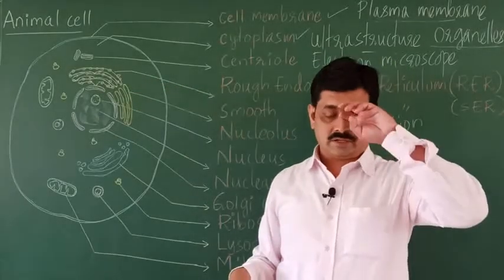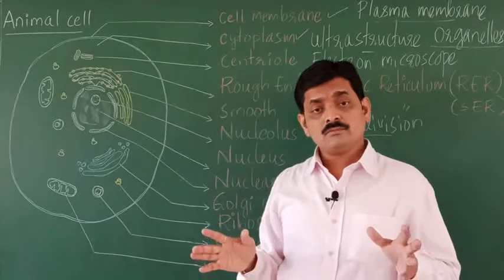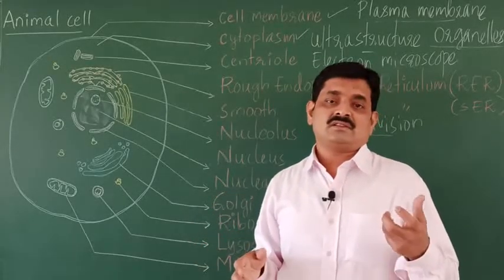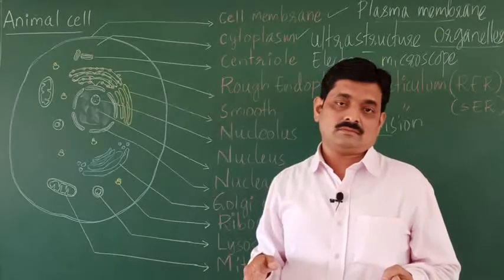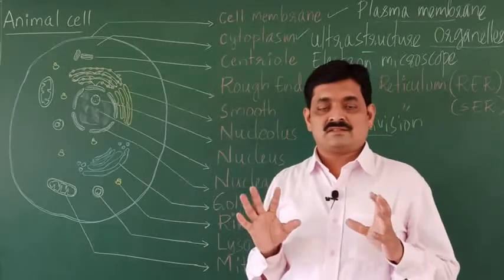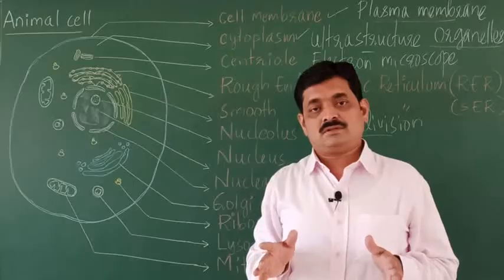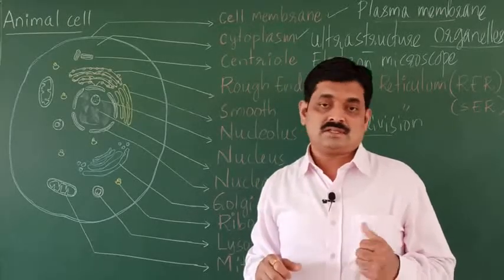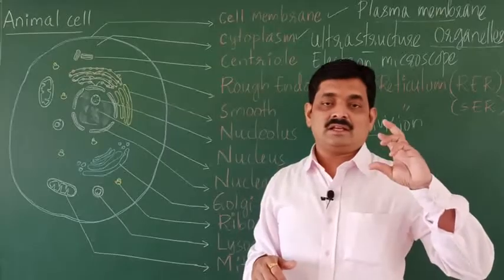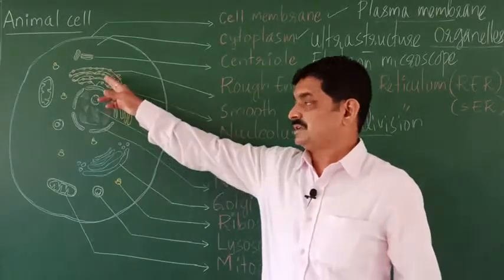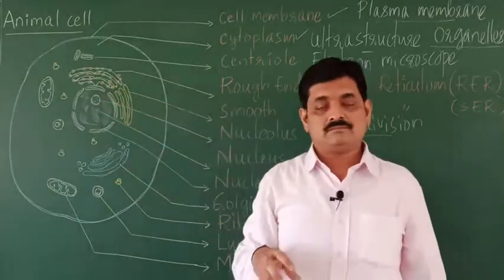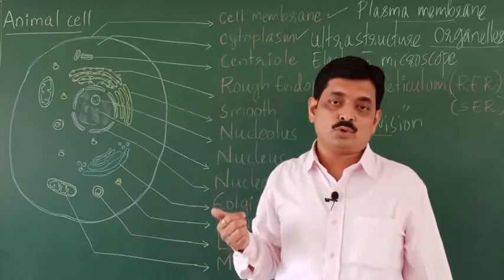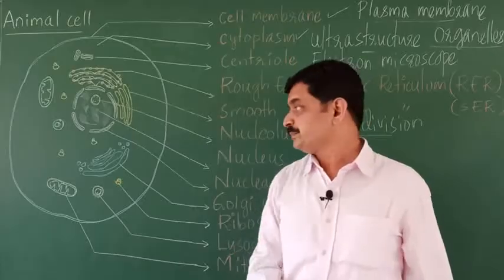So endoplasmic reticulum mainly acts as cytoskeleton, right? It acts as a supporting structure of the cell. It provides support to the cell. And the ribosomes which are present here on the endoplasmic reticulum help in synthesis of protein, right?